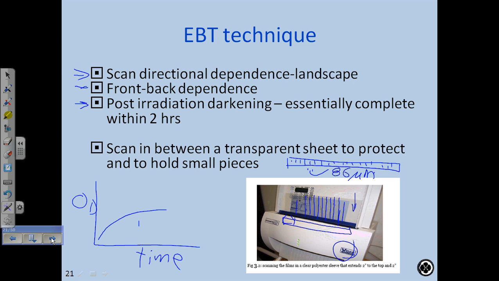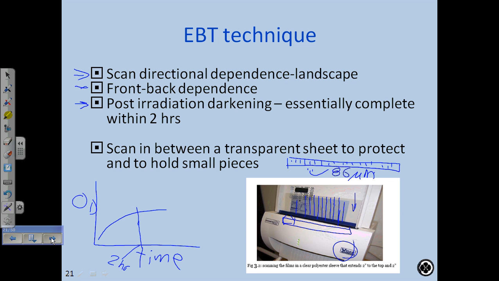But even after you irradiate it, it still gets dark. So if I scan my film right after I irradiate it, and then I scan it 2 hours later, I'm going to get a different result. What that means is you've got to have a time frame for the film. You've got to say, I will scan this film at the 2-hour mark all the time, every time, for my characteristic curve as well as for my dosimetry measurements. 2 hours is a good time because that's when it starts to saturate.